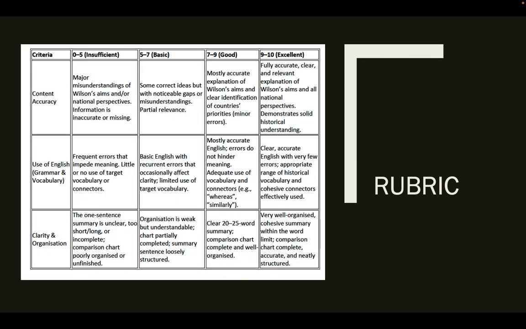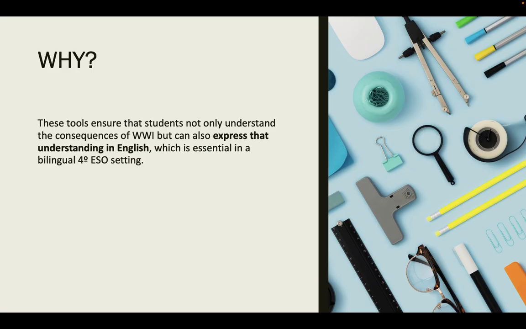You can see the rubric here with the different criteria: content accuracy, use of English, and clarity and organization. Why? Because these tools ensure that the students not only understand the consequences of the First World War, but can also express that understanding in English, which is essential in a bilingual 4th ESO setting.